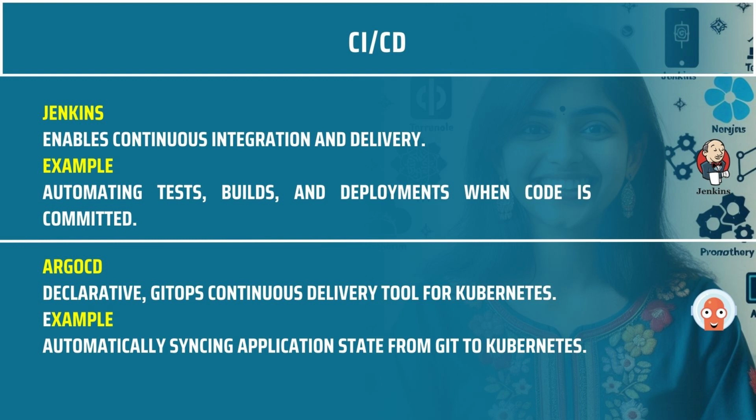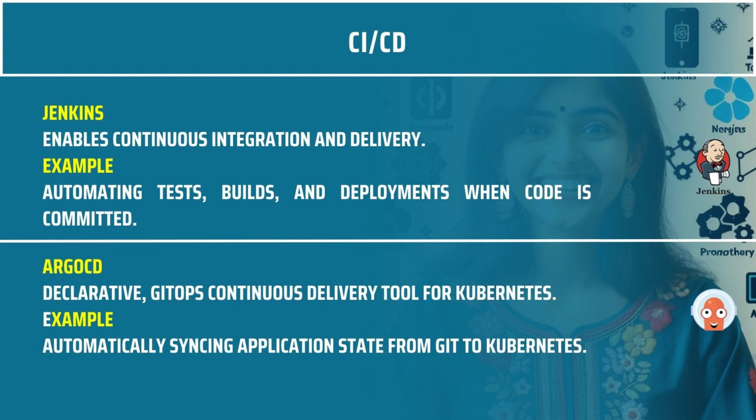Now we have continuous integration and continuous deployment category. In this we have Jenkins and ArgoCD. Jenkins is an open source automation server that enables continuous integration and continuous delivery, where Jenkins allows developers to automate testing and deployment of their code, ensuring it gets integrated into the main project smoothly and is ready for production. For example, when a developer commits code to a repository, Jenkins can automatically run tests, build the application, and deploy it to a staging server, all without manual intervention.